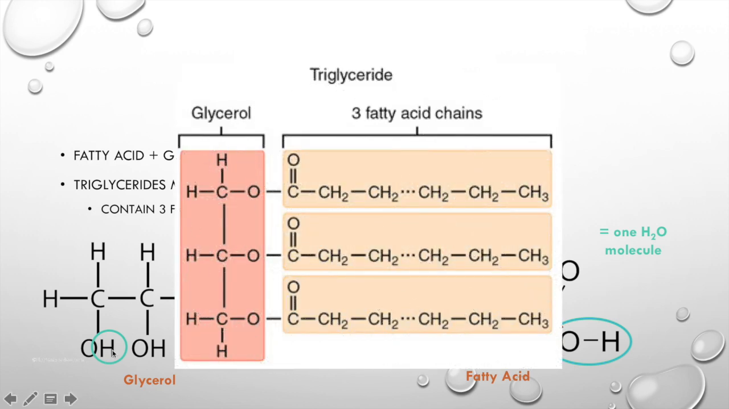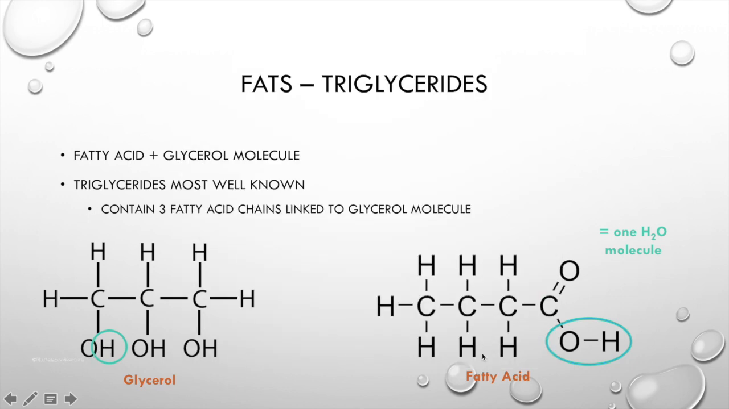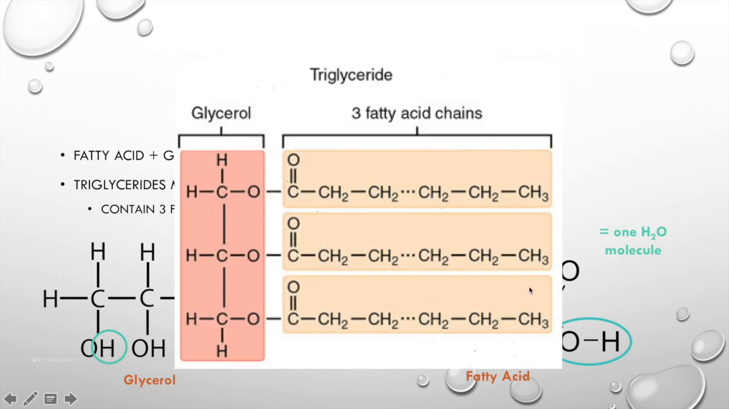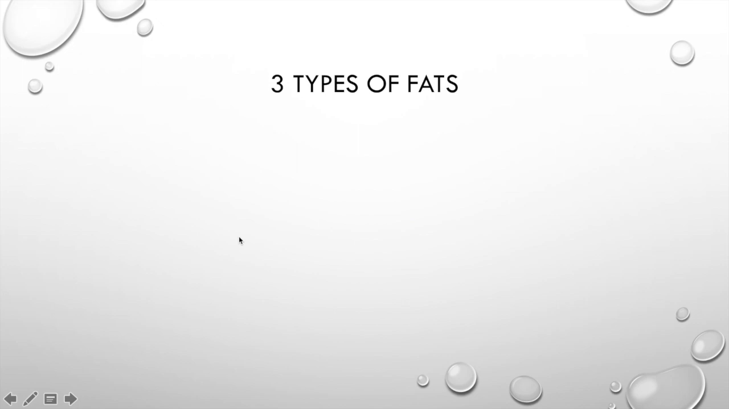So here the O from the glycerol is going to bond onto the C of the fatty acid, so right over here, and it's going to form these 3 fatty acid chains. Now, something important to remember is that a fat molecule can have identical or different types of fatty acid chains that are going to be linked together to the glycerol. And so there's going to be 3 different types of fats. So the first type is going to be a saturated fat.